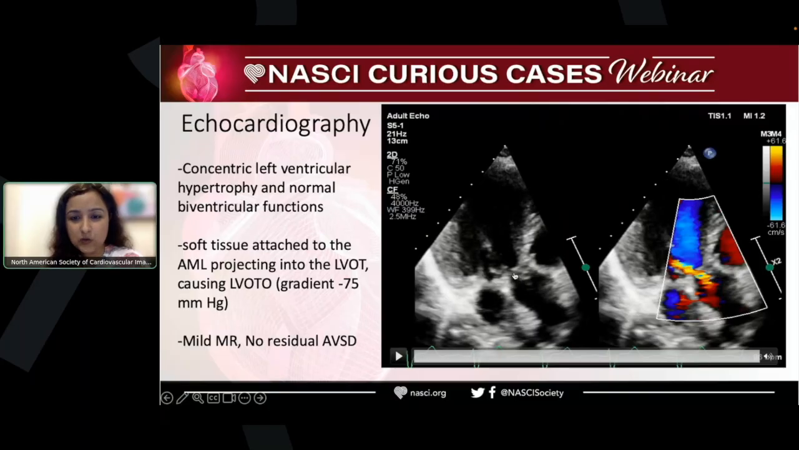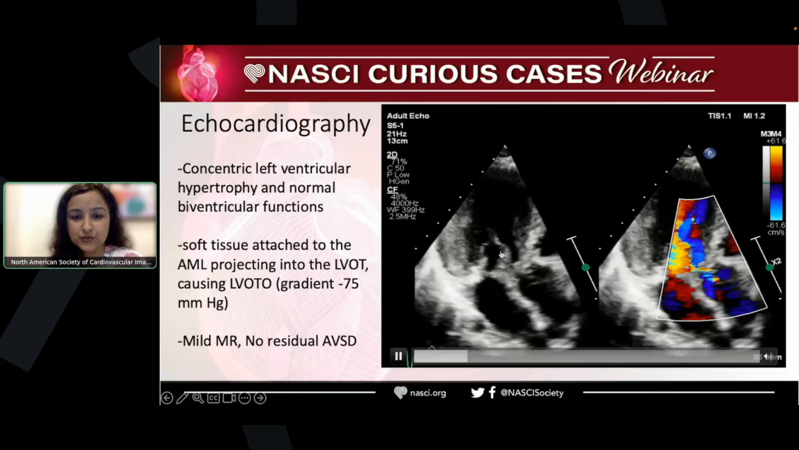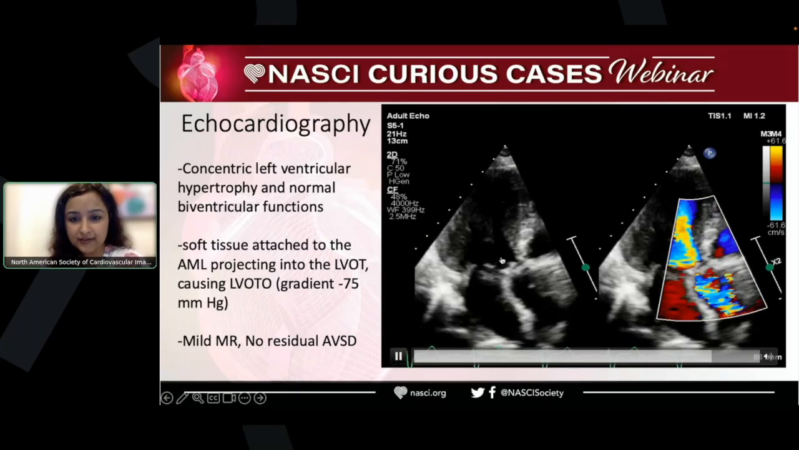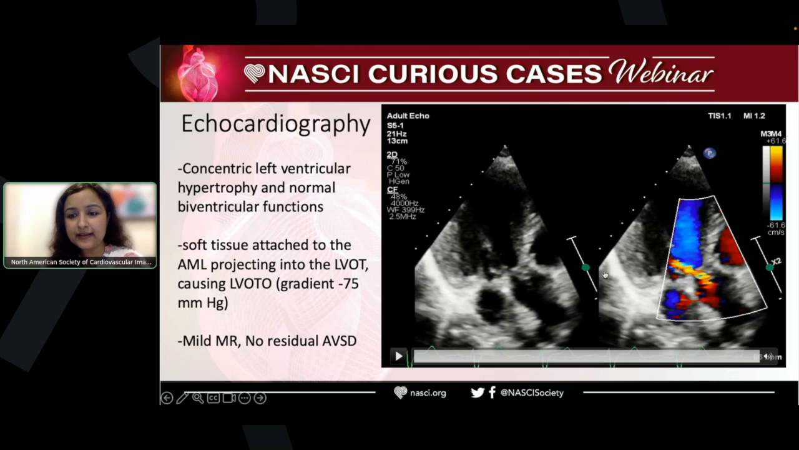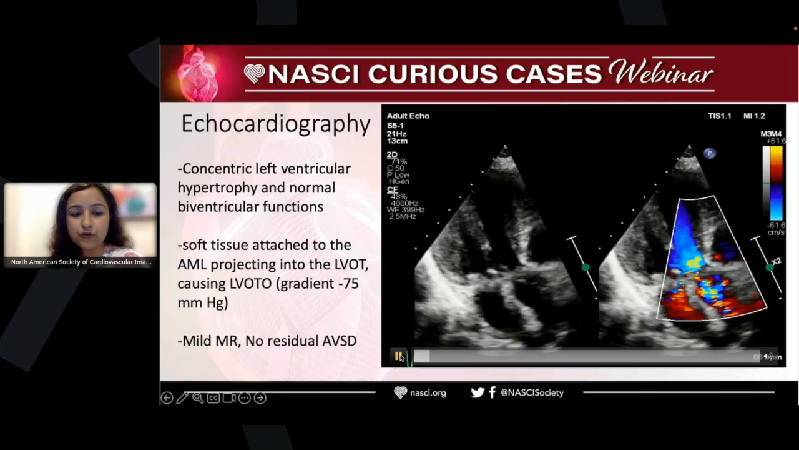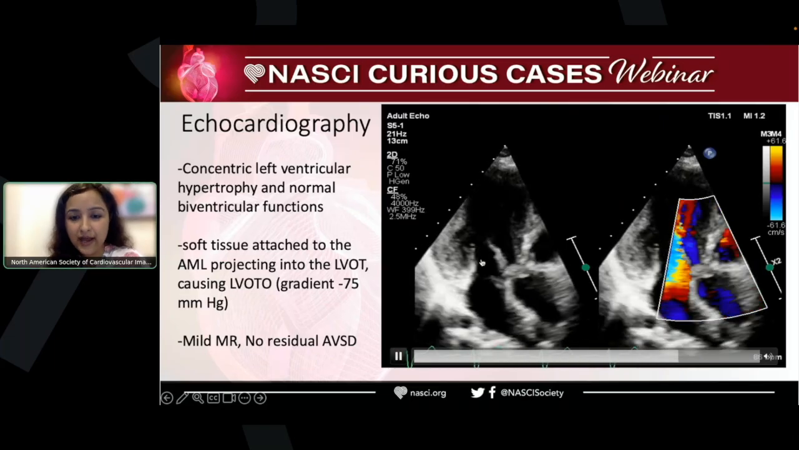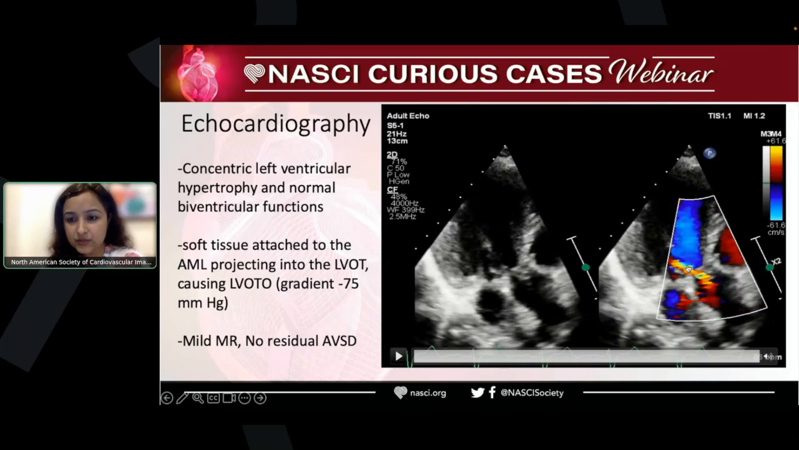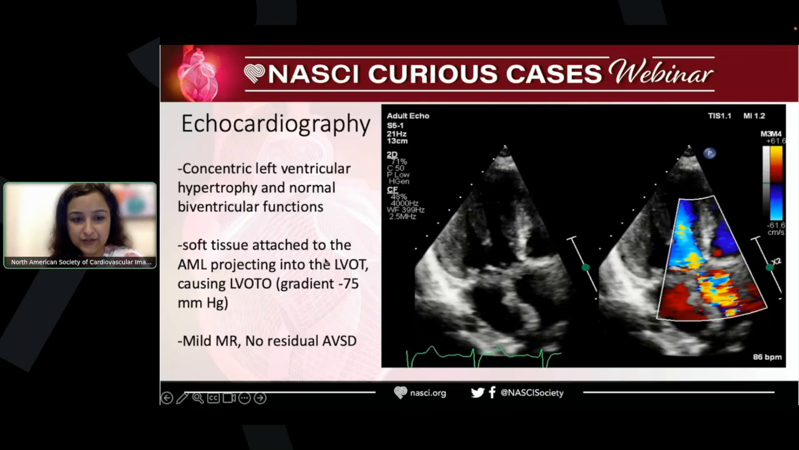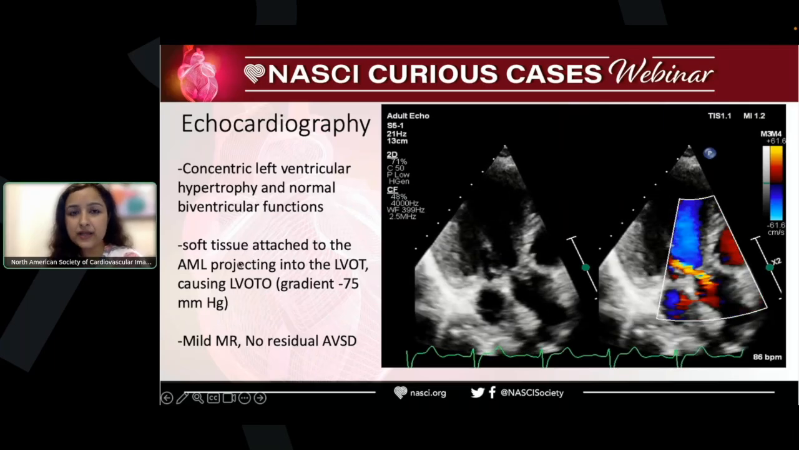Okay, so there was presence of echogenic soft tissue that was attached to the anterior mitral leaflet here, and then it was projecting into the left ventricular outflow tract, and this was causing left ventricular outflow tract obstruction. There was mild mitral regurgitation as well. So there was left ventricular outflow tract obstruction, and there was mitral regurgitation as well, due to an echogenic soft tissue that was attached to the anterior mitral leaflet. Now, this word echogenic is important because we'll see how we differentiate it from other conditions.